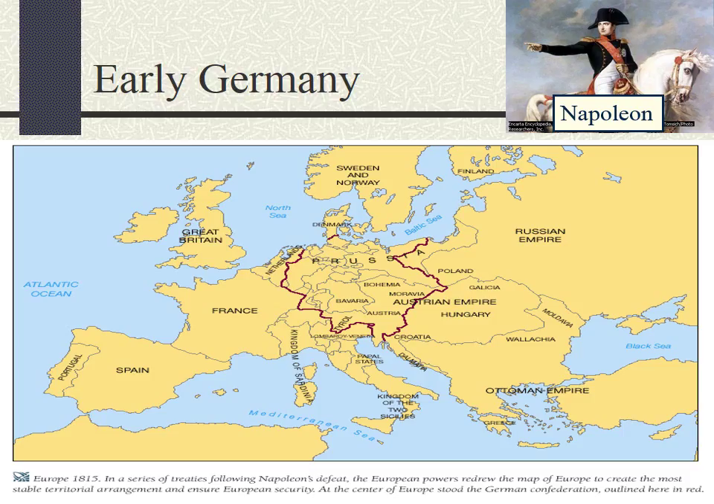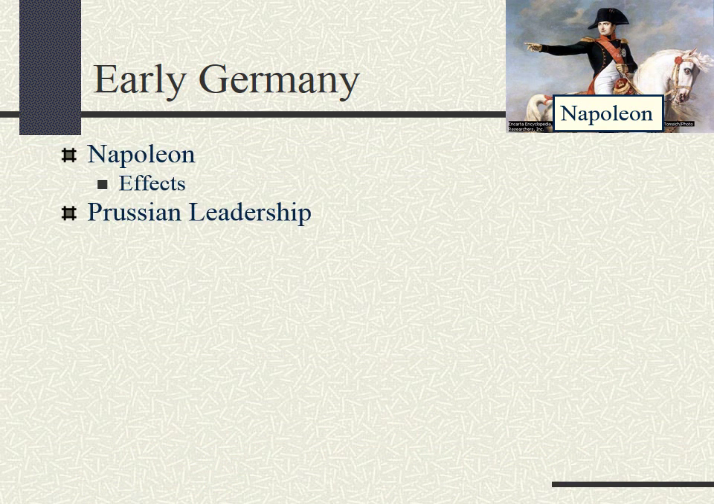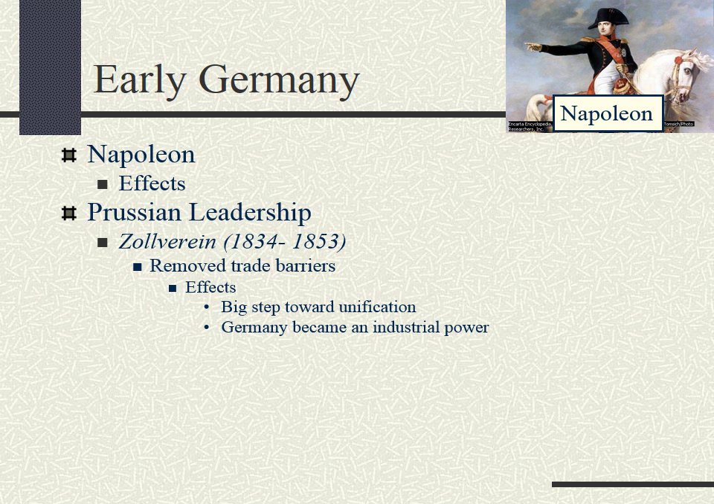So if you take a step back even further, Napoleon could actually be given the credit for the beginning of the process of German unification. So Prussia does take the lead. In 1834, they established the Zollverein, which was an economic union where they removed all trade barriers.